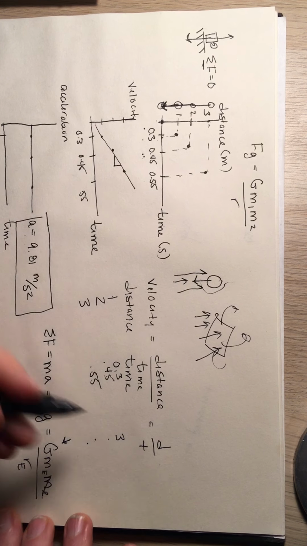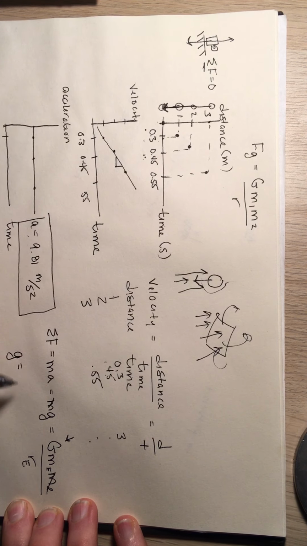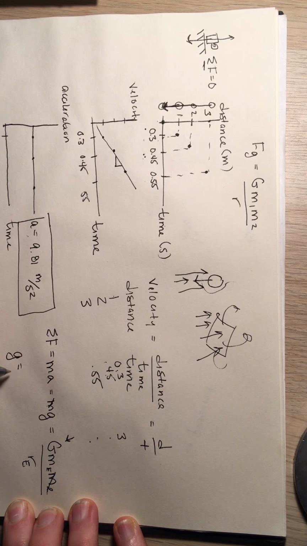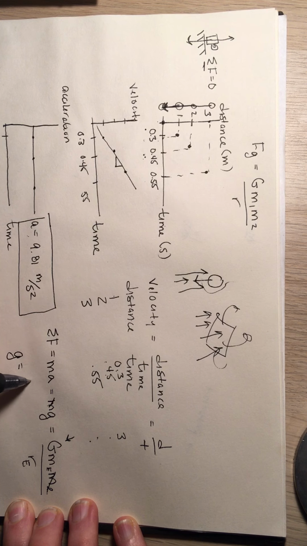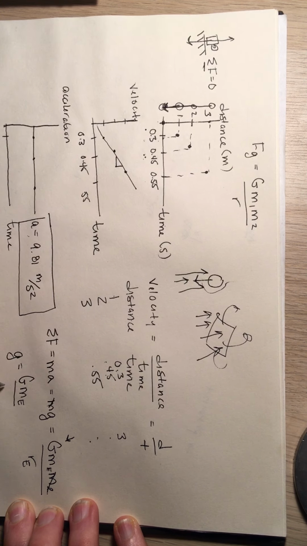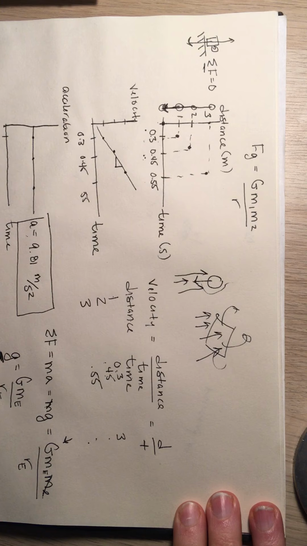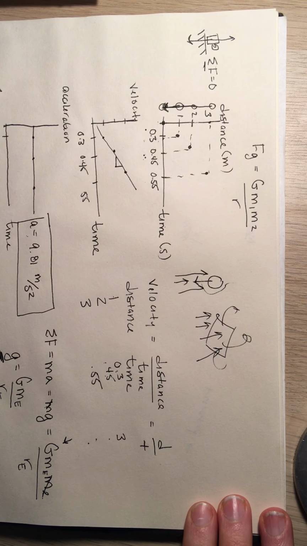Let's just rewrite this so it looks a little bit cleaner. g is the acceleration I just measured, equals the gravitational constant times the mass of the Earth divided by the radius of the Earth. All right, I just calculated g with my little experiment.